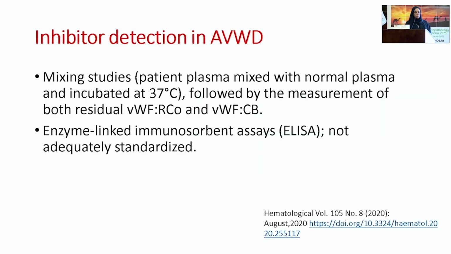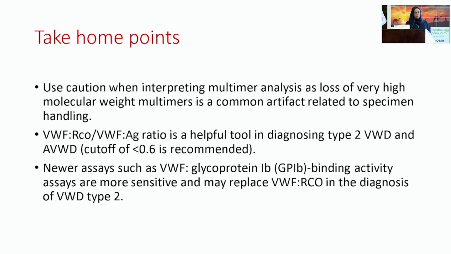Another issue: you can detect inhibitors in acquired von Willebrand. However, it's very labor intensive and not a lot of labs do it, by doing mixing studies and then measuring residual ristocetin and collagen binding, or in ELISA, and again, it's not adequately standardized. So in a lot of these cases, you just speculate that there's an antibody, but you cannot prove it. For our practice, a lot of the multimer analysis is a send-out test. We send to the States for multimers.